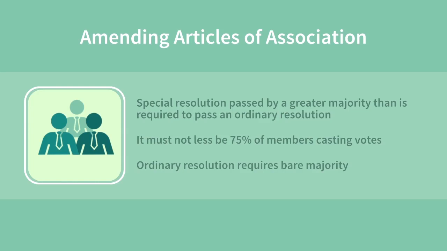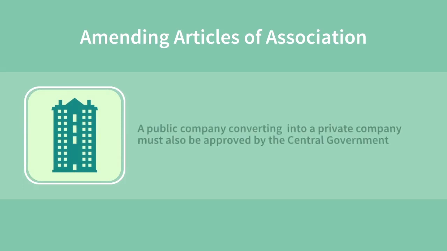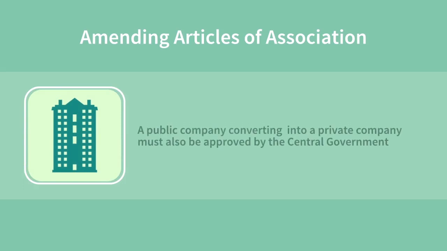Subject to the provisions of this Act, and to the conditions contained in its memorandum by special resolution, a company may alter its articles. However, it must be provided that no alteration made in the article under this subsection, which has the effect of converting a public company into a private company, shall have effect unless such alteration has been approved by the central government.